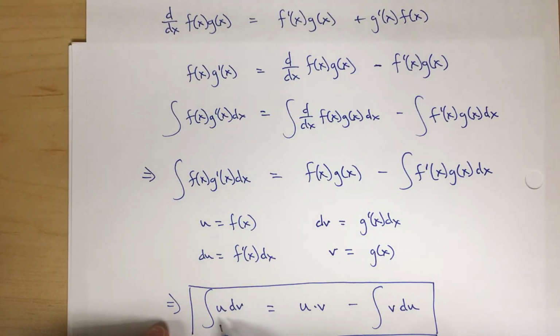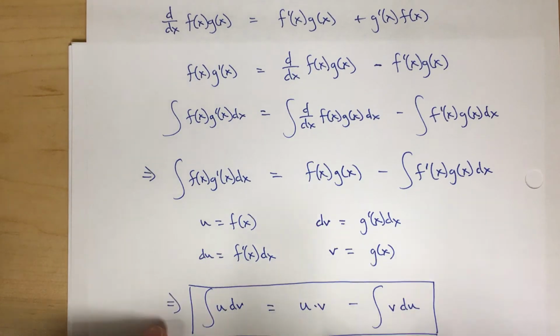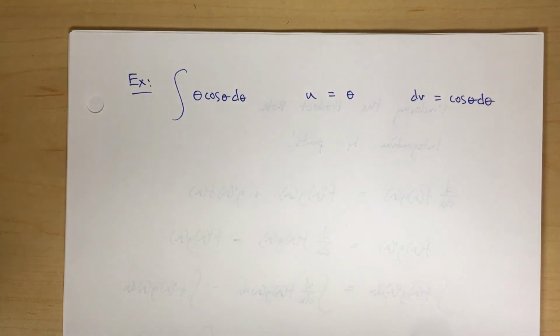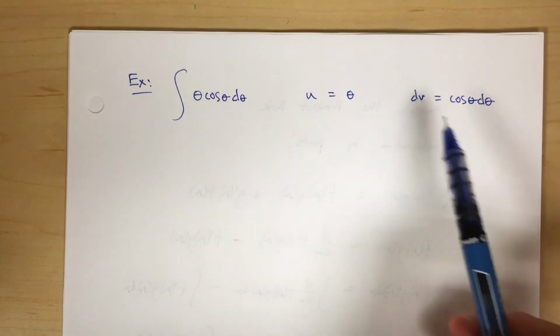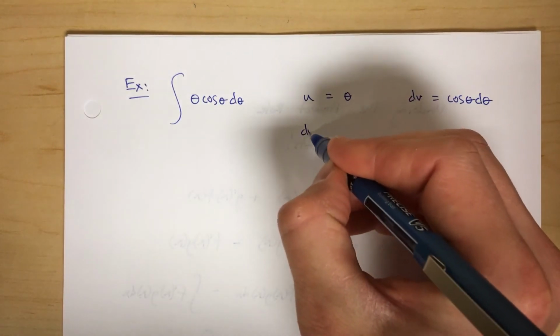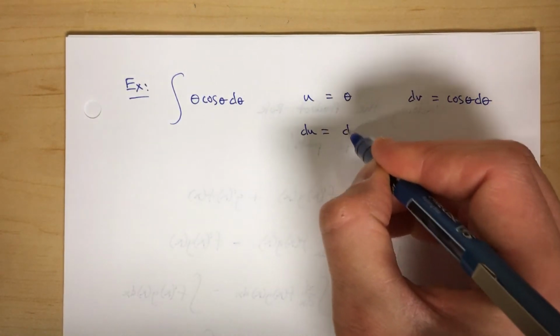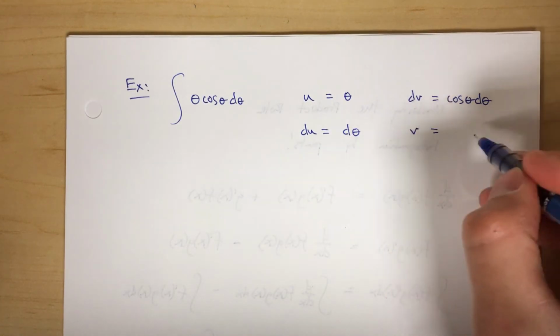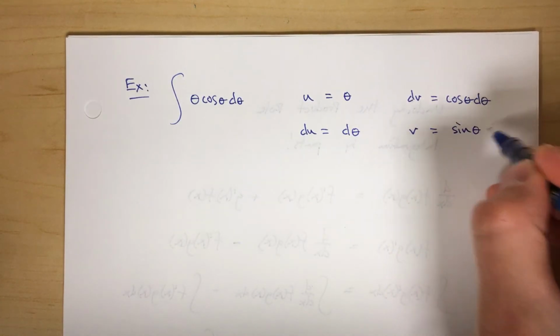So we need something that we can find the derivative of and something we can find the antiderivative of, and we need their product. And that's what we've got here. If u is theta and dv is cosine d theta, then this is u dv. Now we also need to find du, which is just simply d theta. And we need to find v, which is the antiderivative of this, which is sine of theta.